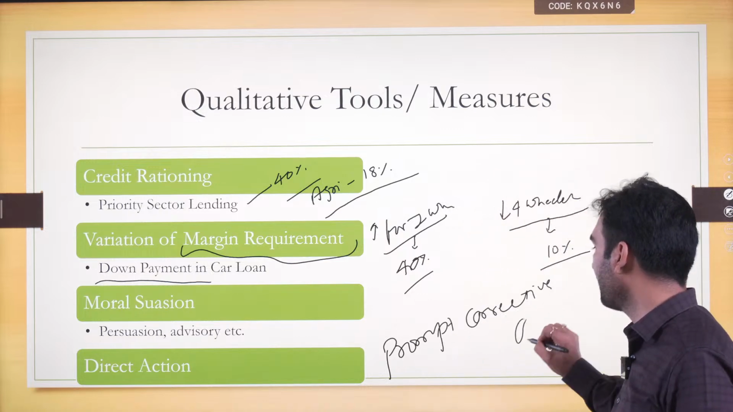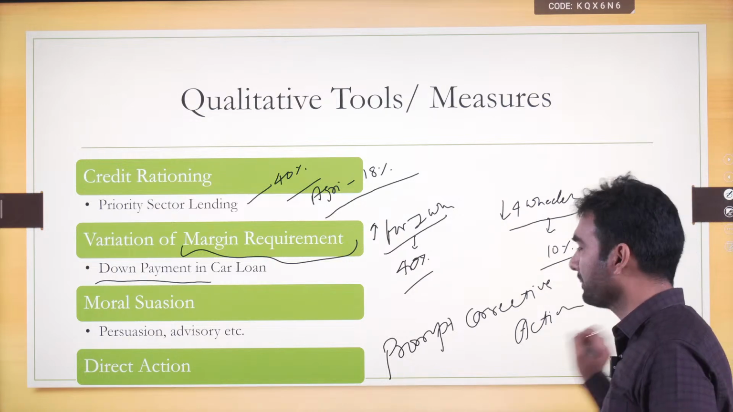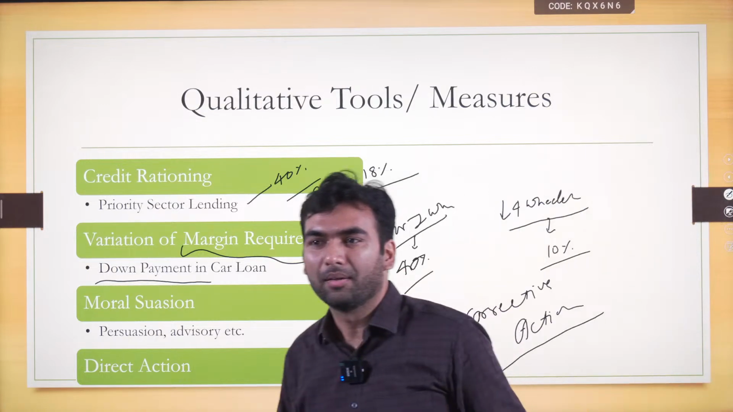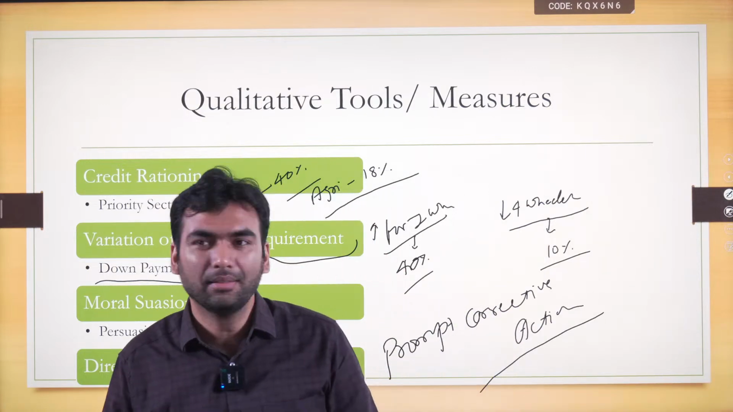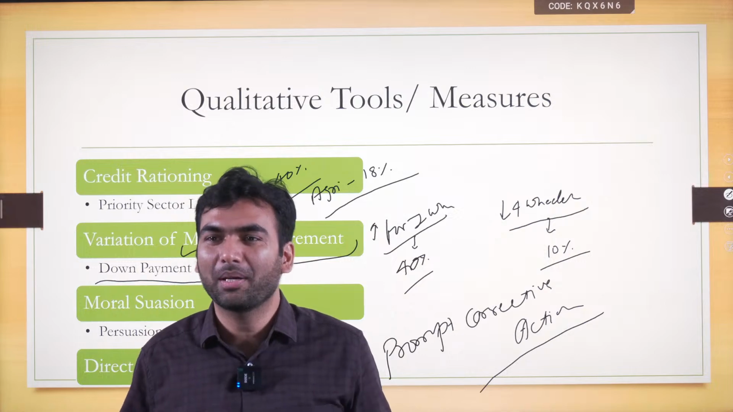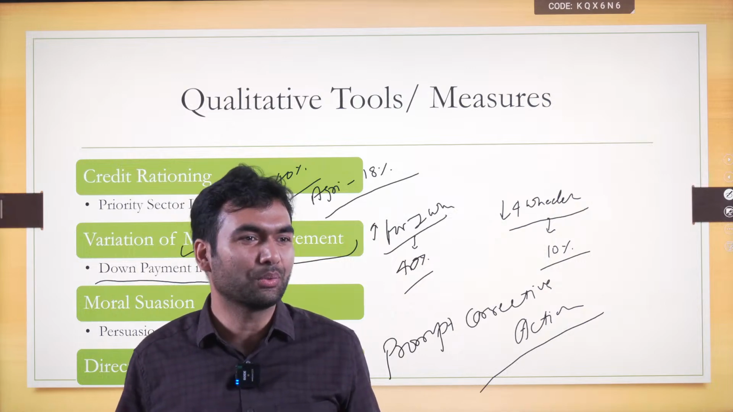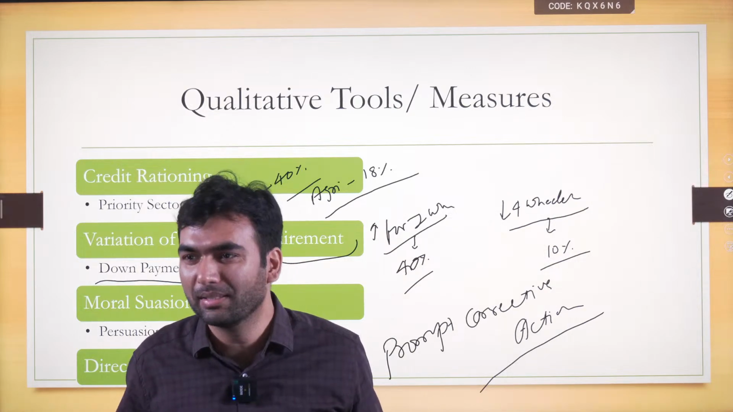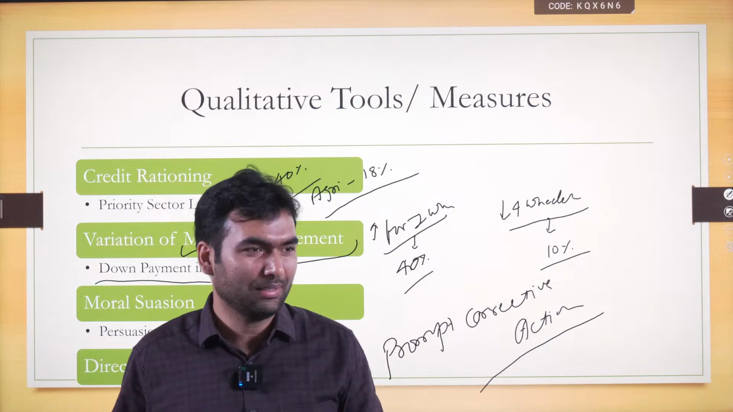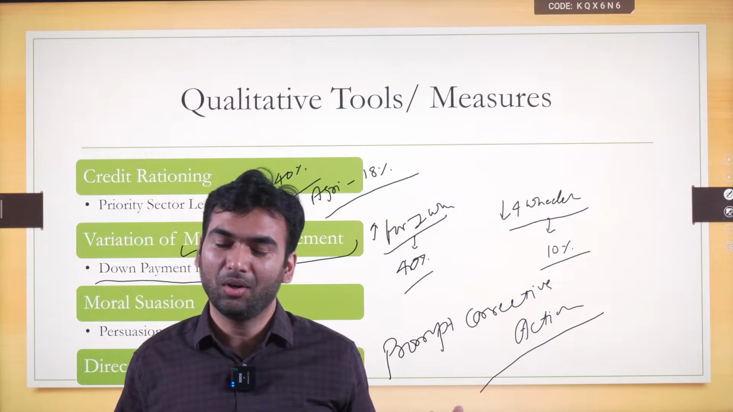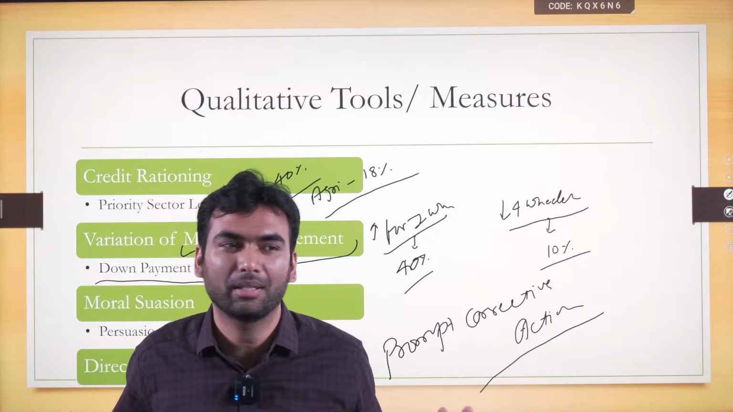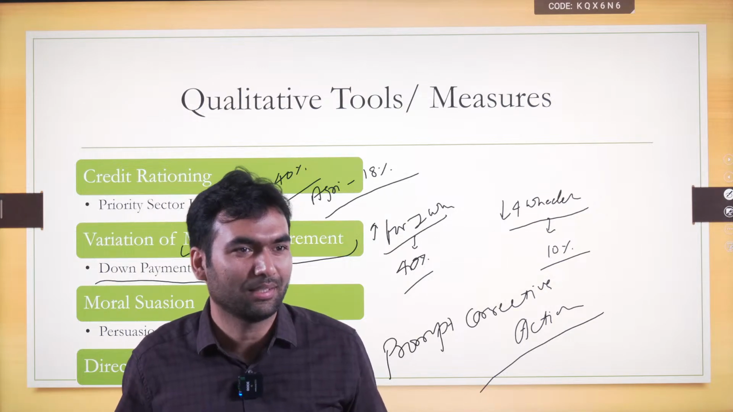Like we have studied in elections, the Election Commission has plenary power. It can do anything to make sure that there is free and fair election. Similarly, RBI has almost unlimited power in the banking sector. It can do anything with the bank.